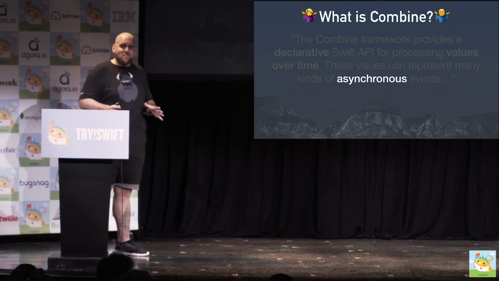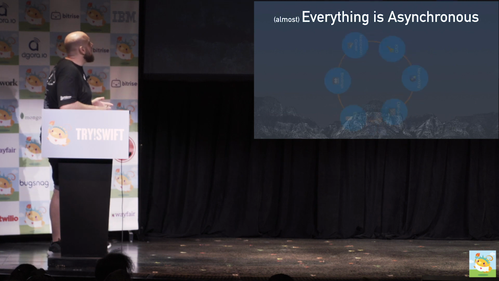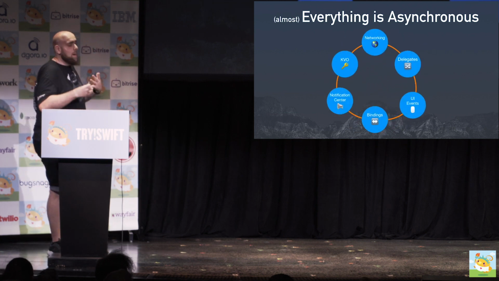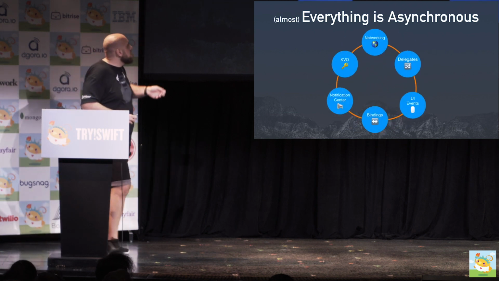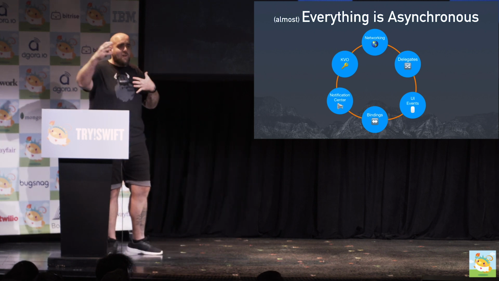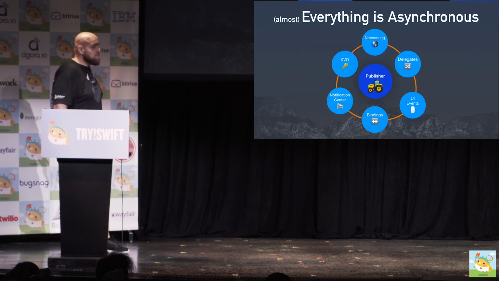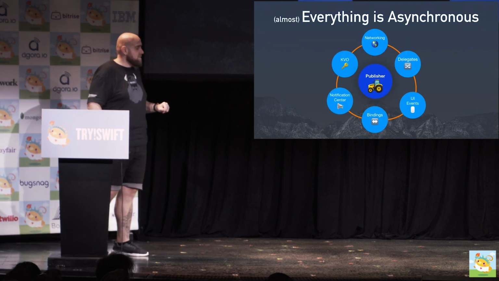What is asynchronous? When you come to think about it, basically everything in your app is asynchronous. Everything that you do in your app happens over time. Whether it's networking, UI events, notification center, it's things that happen over time, constantly. And in Combine all of these things can be represented by something called a publisher, which you'll learn in a bit.